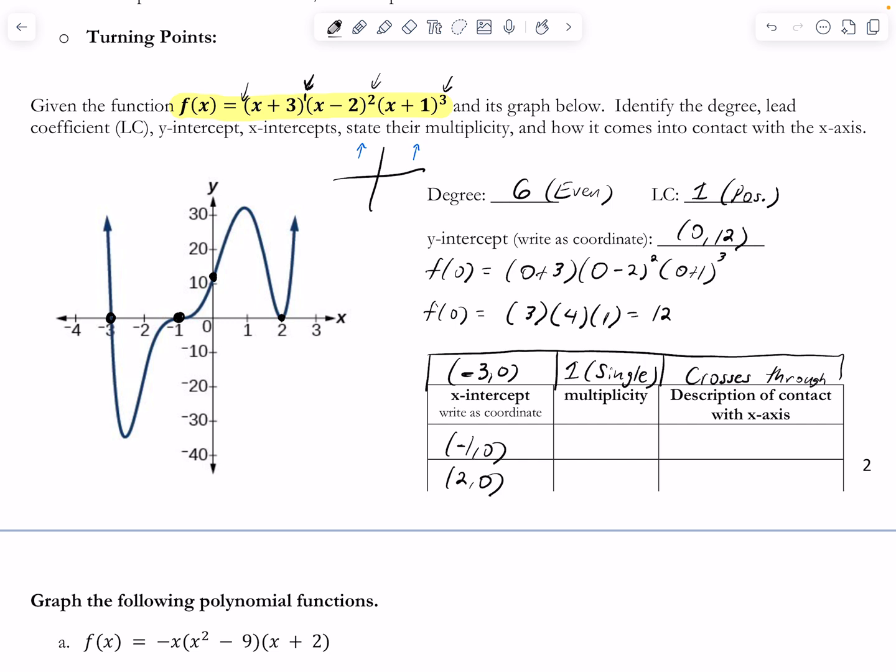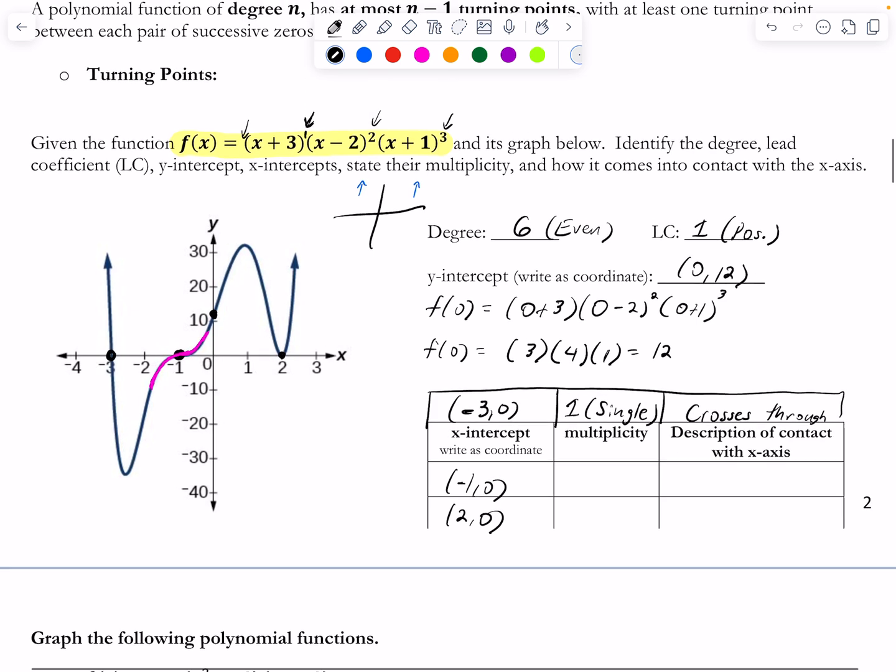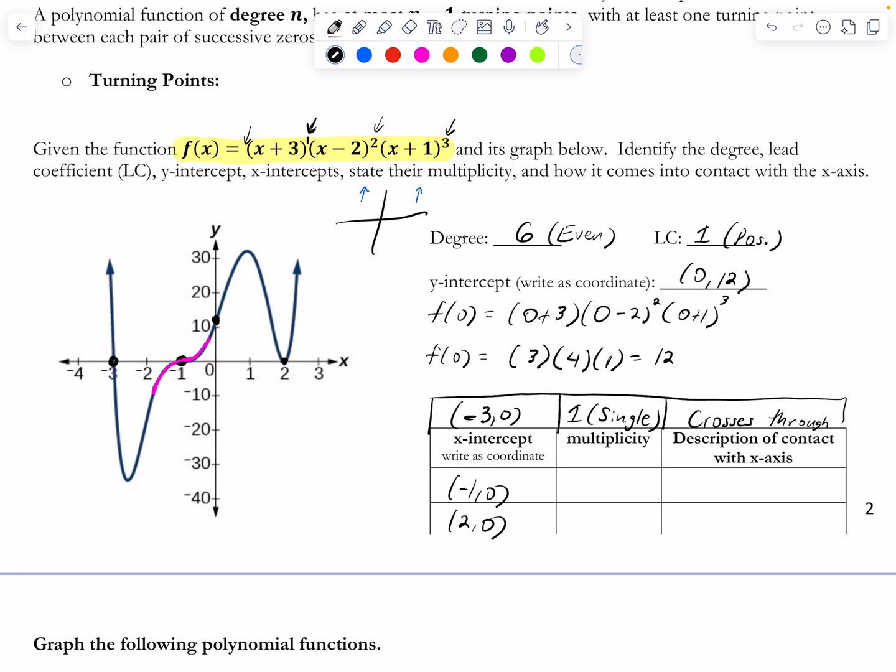The next one, going from least to greatest, is negative 1, 0. This one does cross, but you might notice, and I'll highlight with a different color here, as it crosses, it doesn't cross like the x-intercept at negative 3 comma 0. This is going to be that multiplicity that is odd but greater than 1, which makes sense because the number is a 3 in that power. So I'm going to put odd, and I'm going to put triple root, because it's raised to the third power. And this is going to be the one that we say wiggles through.